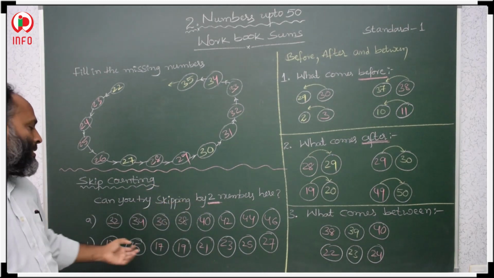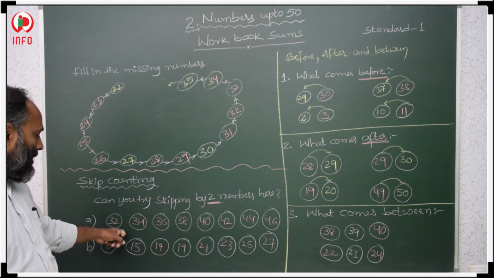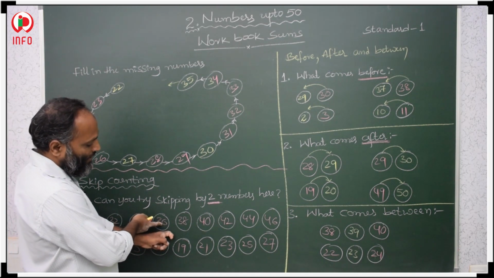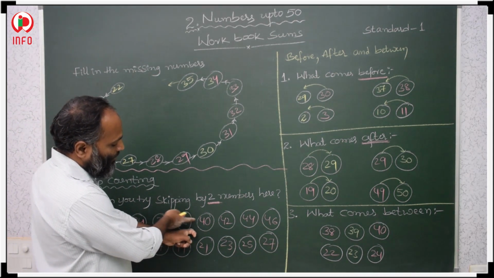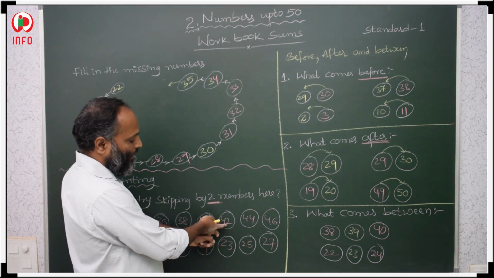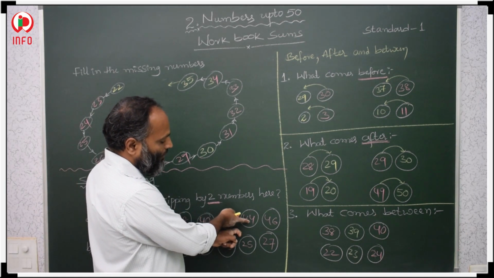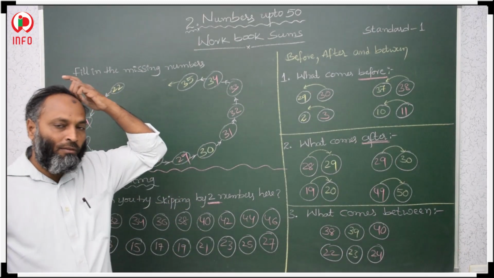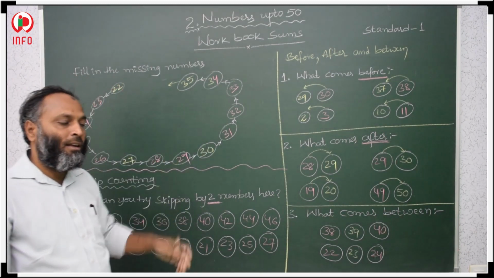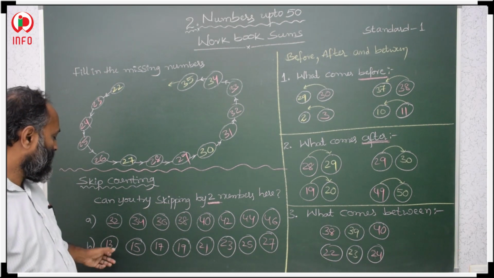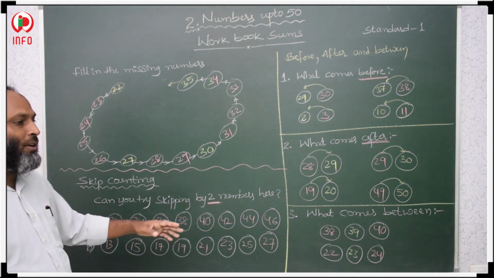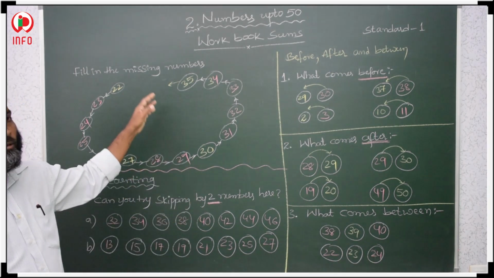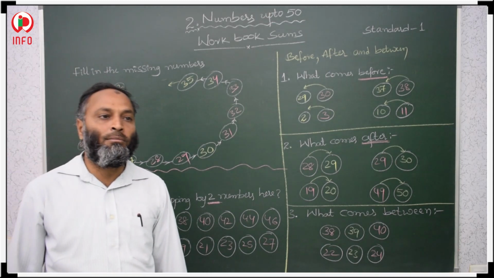To skip count, after skipping 32, 33, then 34. 35 skipped, 36. 37 skipped, 38. 39 skipped, 40. 41 skipped, 42. 43 skipped, 44. 45 skipped, 46. In this way we skip count and write our numbers. So also 13 to 27 we skip count and write. This is the method to do our workbook sums.